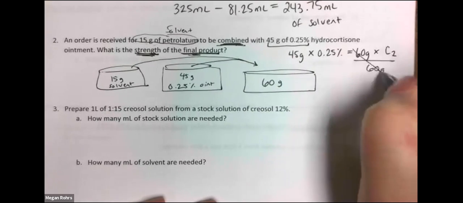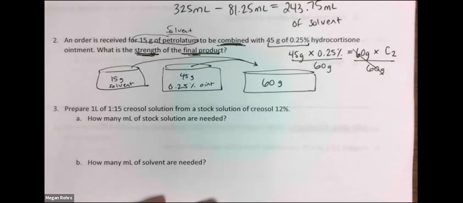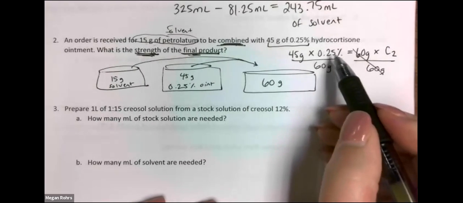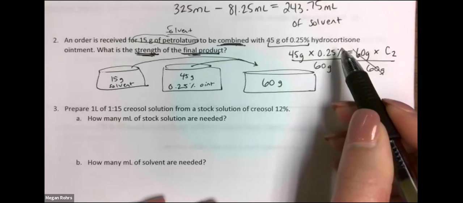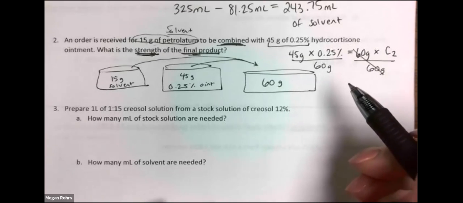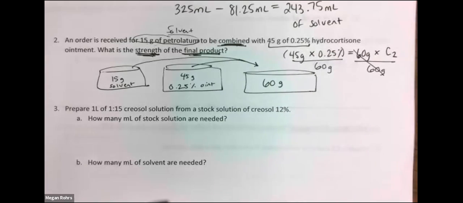Divide 60 from both sides. Once again, you do not need to convert this into a decimal. Just leave that in percentage form. That way our answer will come out in percentage form. Okay, so 45 times 0.25 gives me 11.25. Then I'm going to divide that by 60.